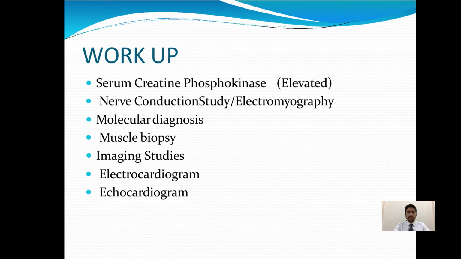So if you have a patient and you suspect Duchenne muscular dystrophy, workup usually starts with serum creatine phosphokinase, which is elevated. Then nerve conduction studies can be done, which will show a myopathic pattern. Other tests include muscle biopsy and molecular diagnosis. ECG, echocardiogram, and imaging studies can be done for the workup of the complications of this disease.